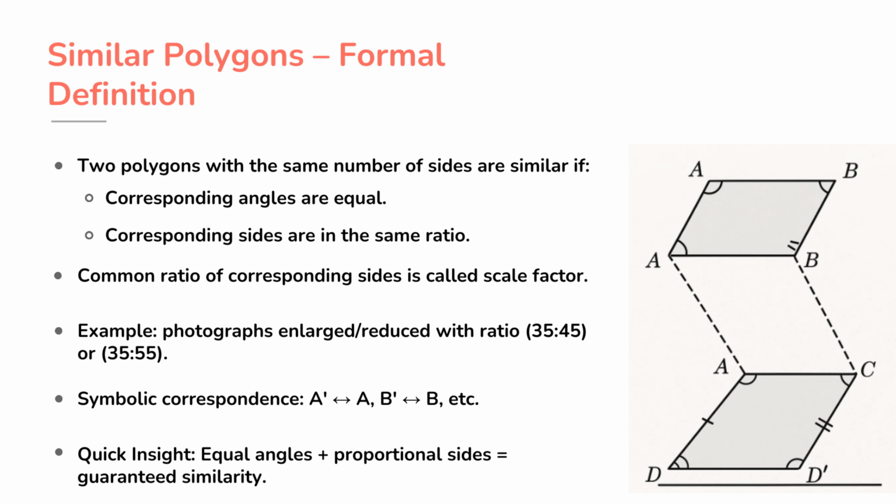Here's the key takeaway: equal angles plus proportional sides guarantee similarity. No guessing, no assumptions. It's a precise rule. And remember, similar polygons are like different-sized versions of the same figure. They are exact replicas in shape, just stretched or shrunk.